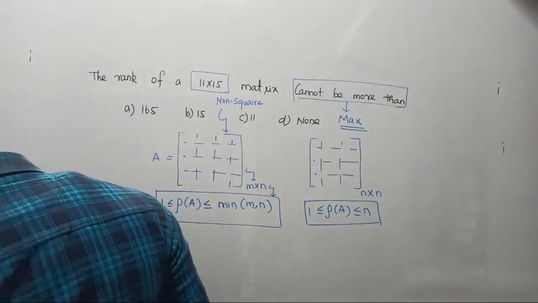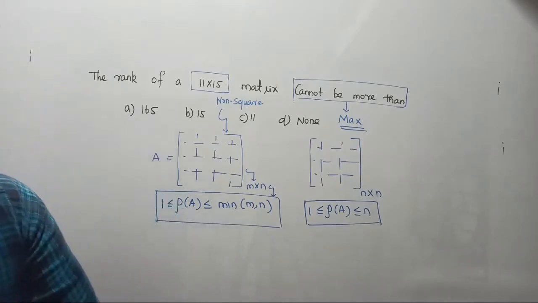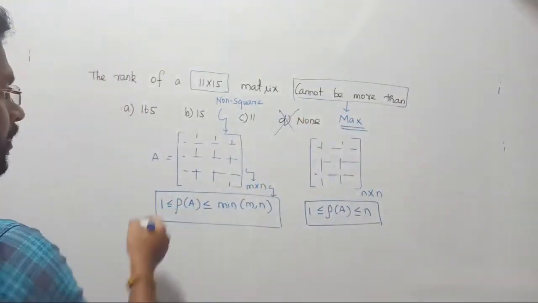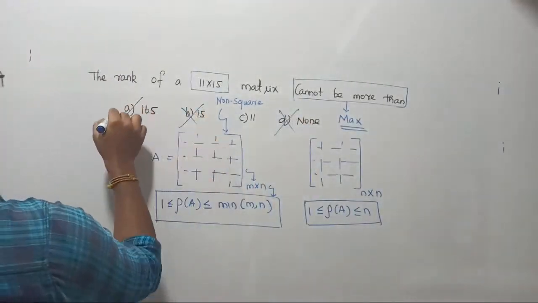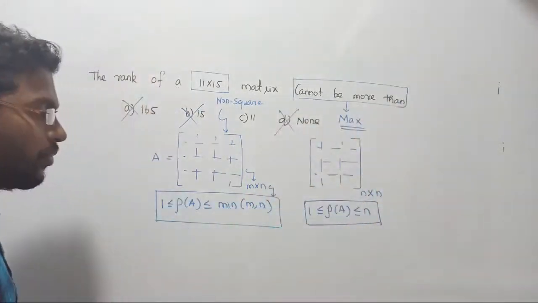Many of you told 11 or 15. Why did someone say 15? None is wrong from my side; 15 is also wrong from my side, and 165 is also wrong from my side. Guys, the question is what? Cannot be more than.